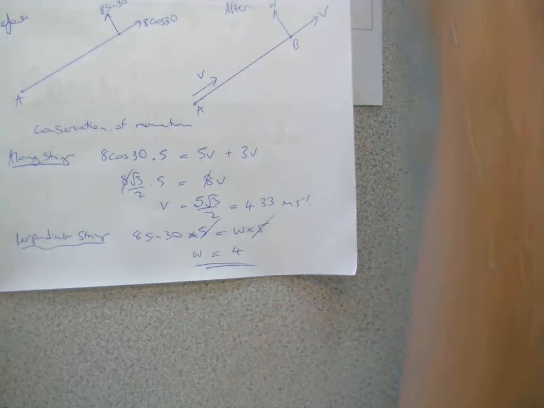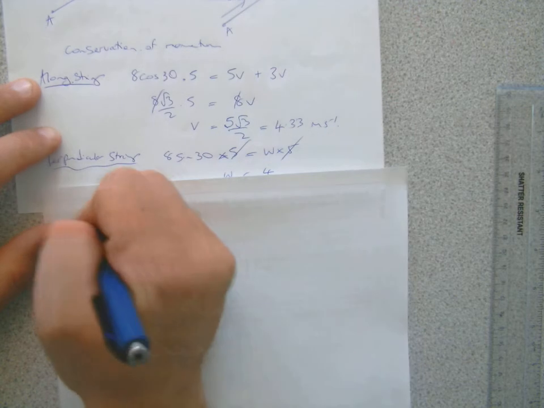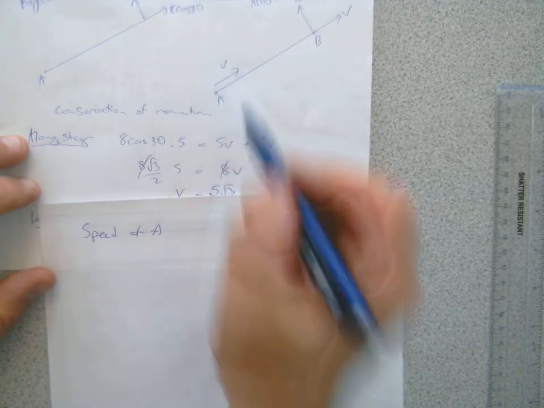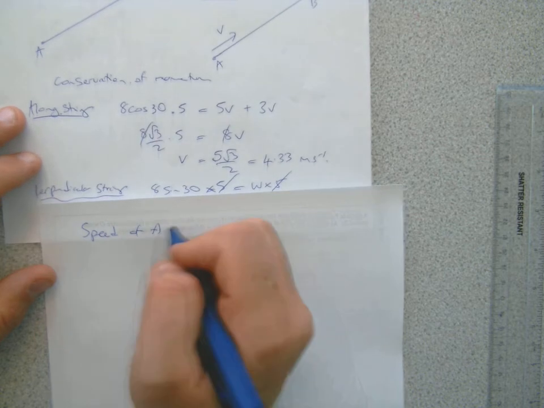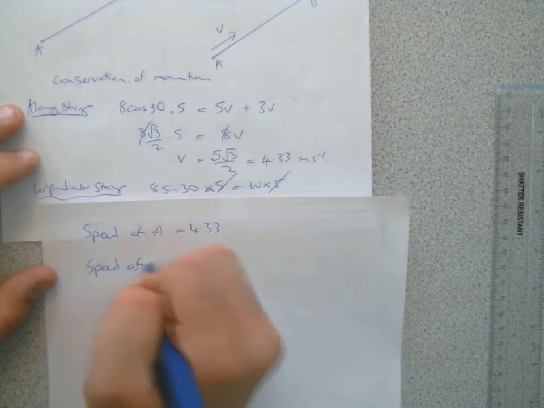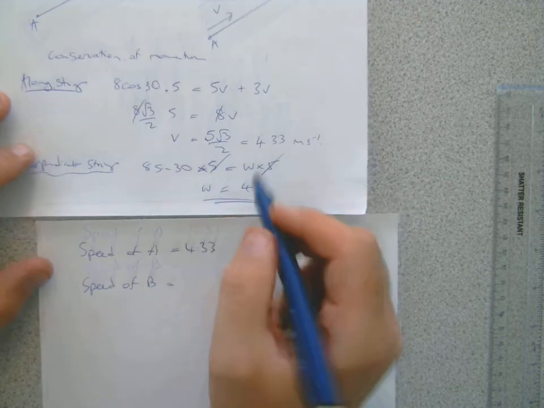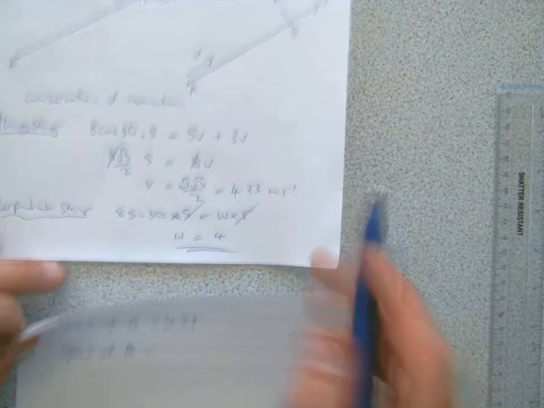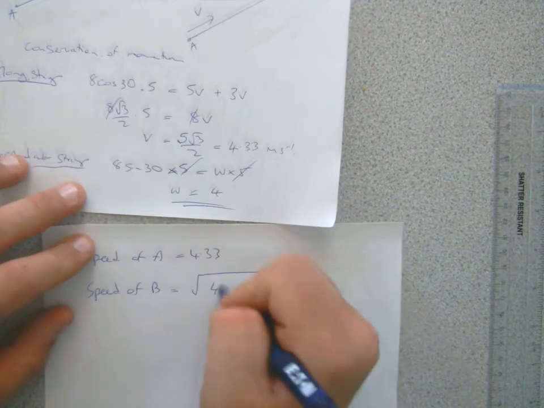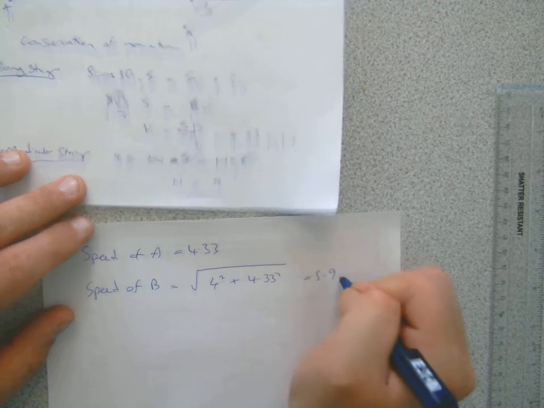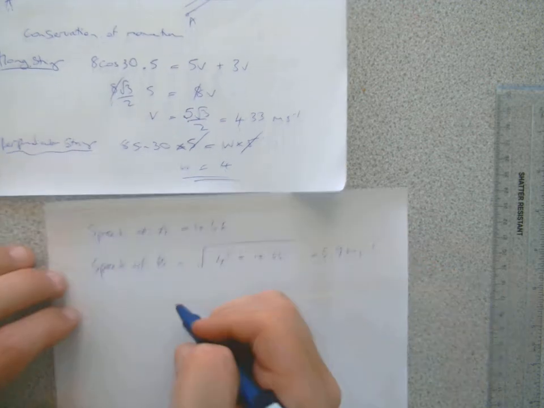So then we can see what the speed of A is. Speed of A is just v, which we worked out to be 4.33. Speed of B will be Pythagoras with v and w, so the square root of 4 squared plus 4.33 squared. You work that out, you get 5.9 meters per second.